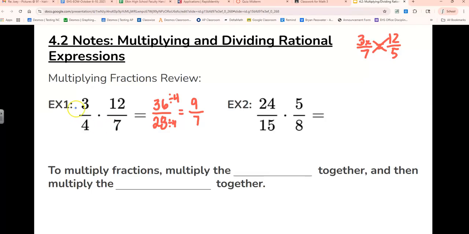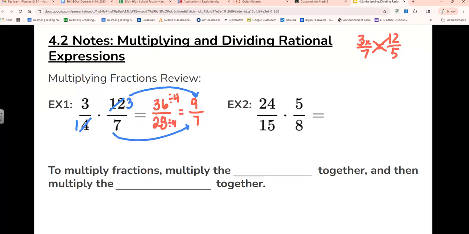But 4 and 12 can reduce. You can reduce anything on the top with anything on the bottom. So if I reduce that, I could divide both of those by 4. This would be a 3, and this would be a 1 if I reduce that. And then I multiply straight across, and it gets me straight to 9 over 7. So that is a trick that we want to kind of employ here whenever we're dealing with this.